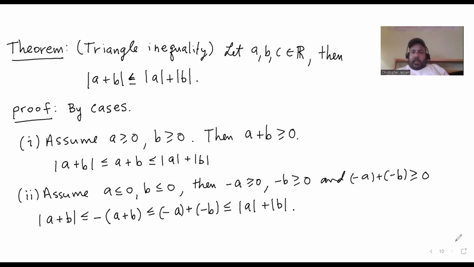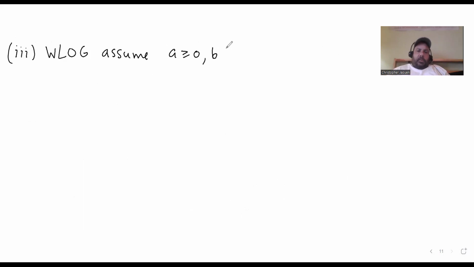The next case is just a little bit more involved. So for case 3, you can do this without loss of generality. So without loss of generality, assume that A is greater than or equal to 0 and B is less than or equal to 0. So they have opposite signs. Okay, one is positive, one is negative.